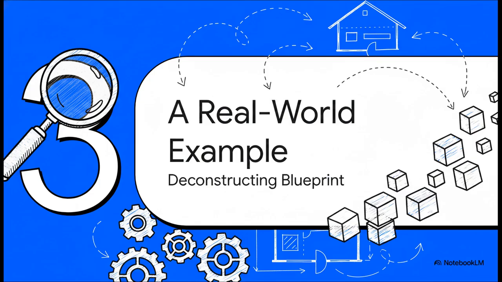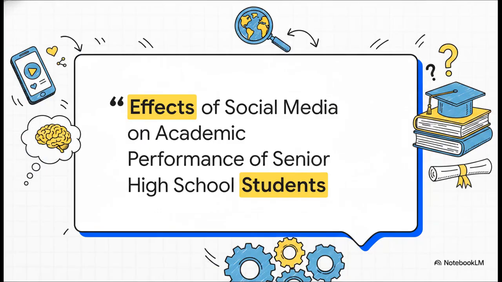Moving right along to part 3, a real-world example, deconstructing the blueprint. Let's actually see this formula in action. To anchor things, let's look at this sample research topic: effects of social media on academic performance of senior high school students. It's a very common, highly relevant topic. Let's see how the formula breaks it down.